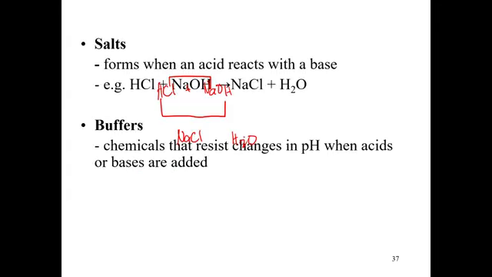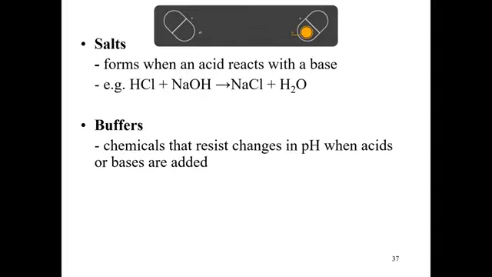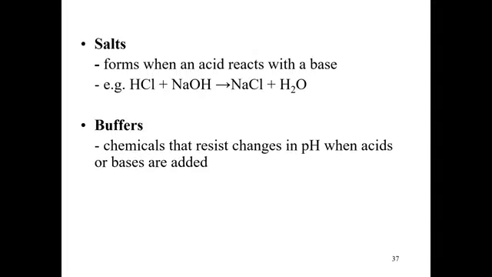Okay, next we have buffers. Buffers, these are chemicals that resist changes in pH when acids and bases are added. Good examples are your phosphate buffer system, Sorensen buffer system, and other buffer systems.